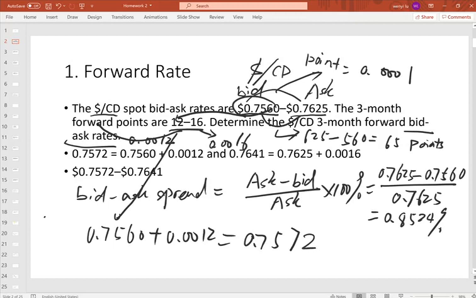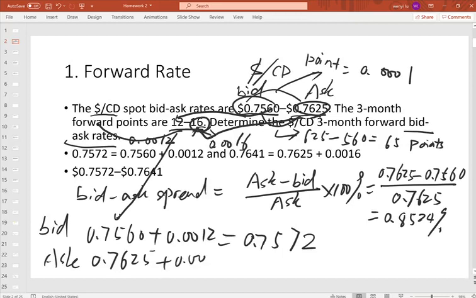That's for the bid. And for the ask, will be 0.7625 plus the change of asking price for the forward, that's 0.0016. So the total will be 0.7641. So that's the asking price for the forward. That's how we use the points to derive the bid and ask, based on these questions.